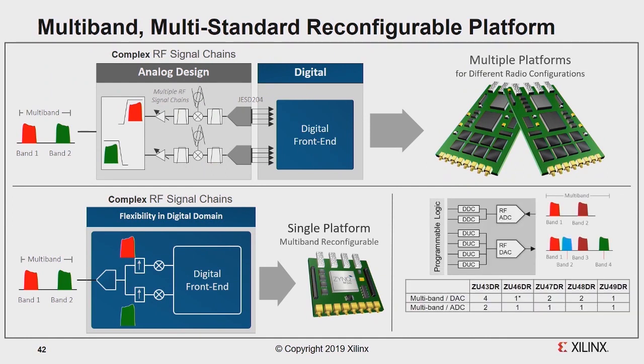So for our Gen 3, we support 4x interpolation, like the debug path, 4 for each DAC, and then 2 for the ADC, and then for the 74, 78, we support 2 individual debug paths for the DAC.